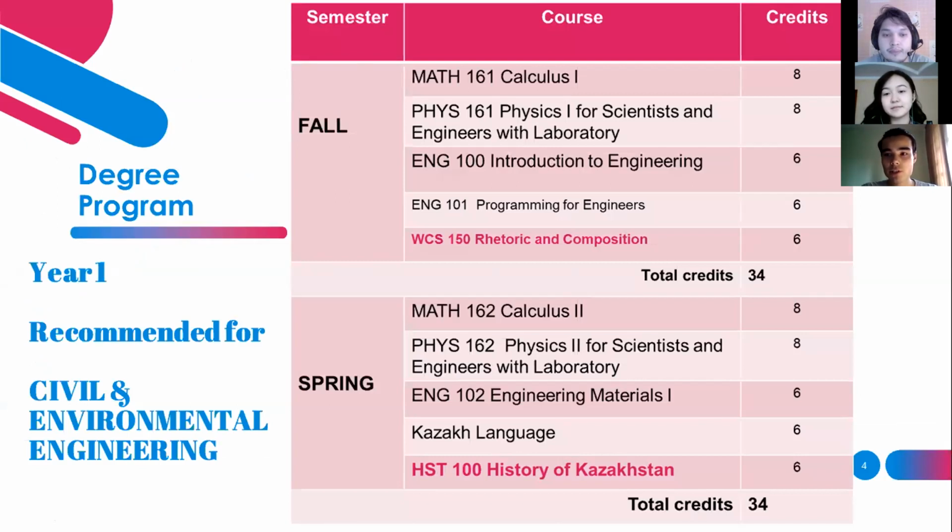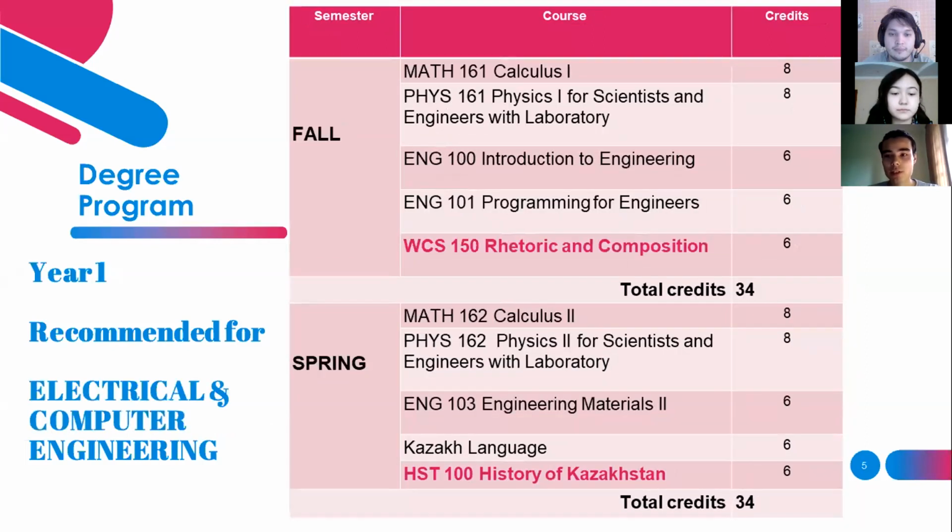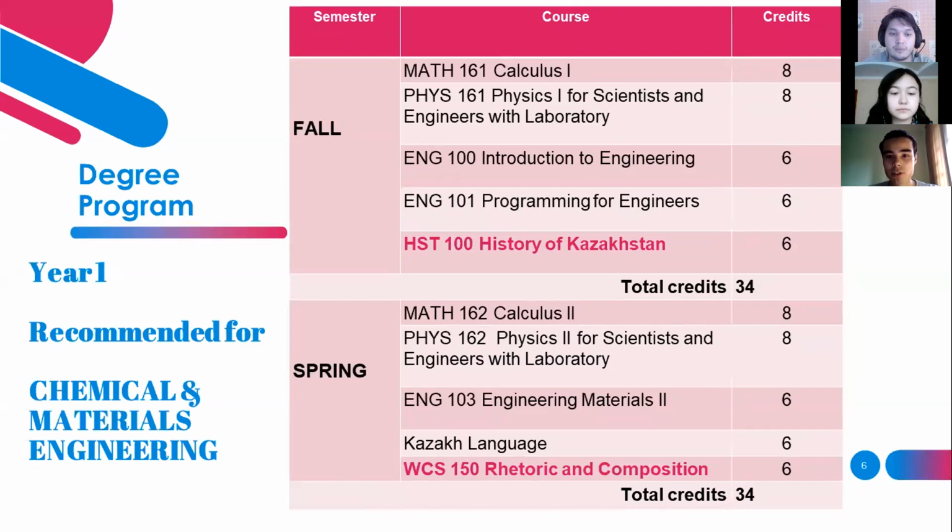For engineering majors, as you heard this morning, you all have almost the same required courses for this fall semester. It's Calculus 1, Physics 161, Engineering 100, Engineering 101. And you can take either Rhetoric and Composition or History of Kazakhstan. They can be interchanged. So yes, as you can see, it works for every engineering major.